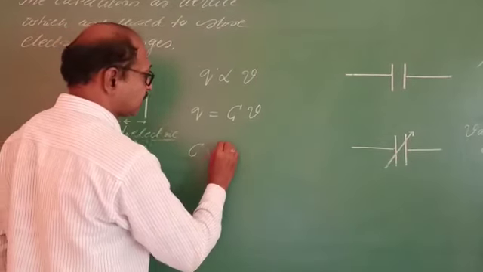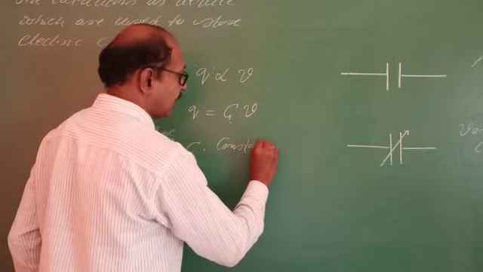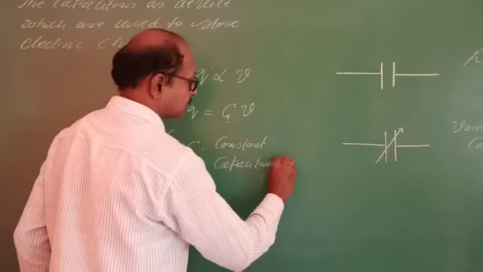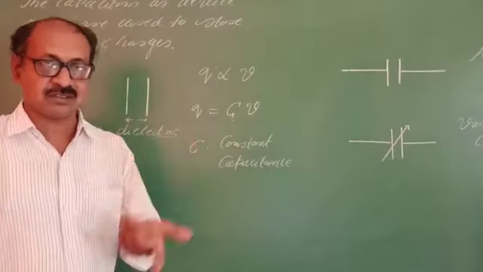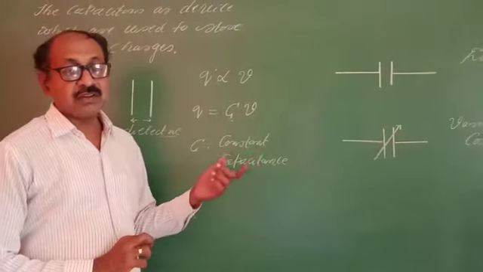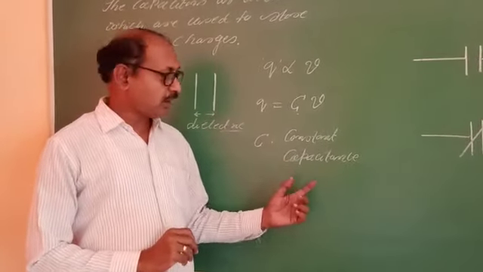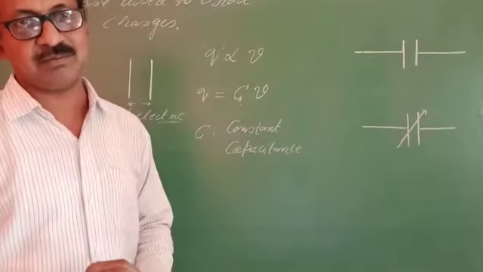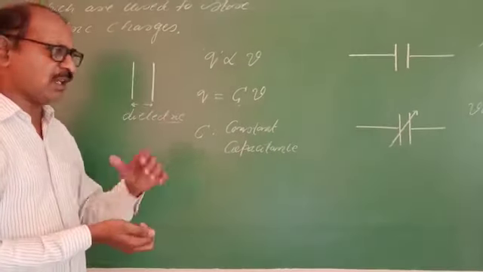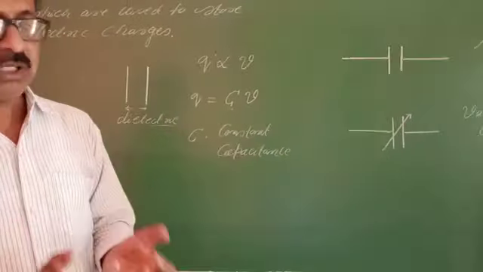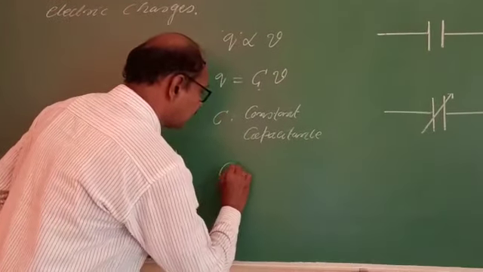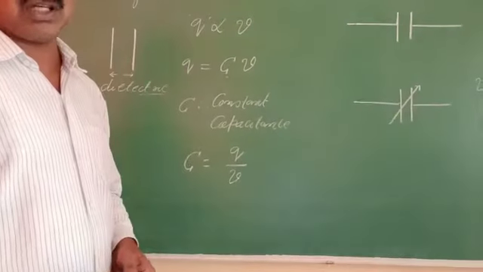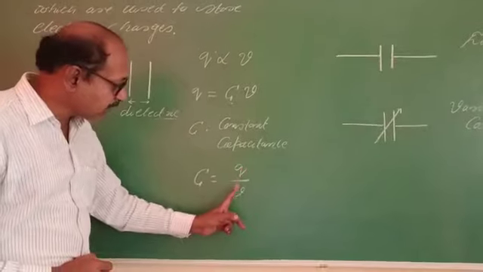C is a constant. I can call this capacitance. Resistors have a resistance, conductors have a conductance, and capacitors have a capacitance. What is the meaning of capacitance? You already know resistance. In the same manner we have capacitance. C is equal to Q divided by V.